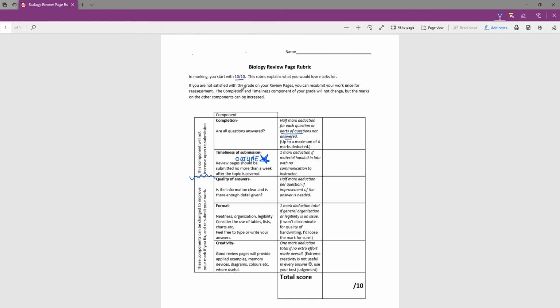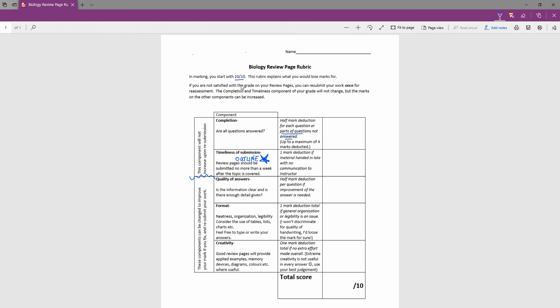The last 3 components are deductions, but they can be increased. First, the quality of your answer. Is the information clear and is there enough detail given? There'd be a half mark deducted per question if I think your answers need to be improved and added to, or clarified.